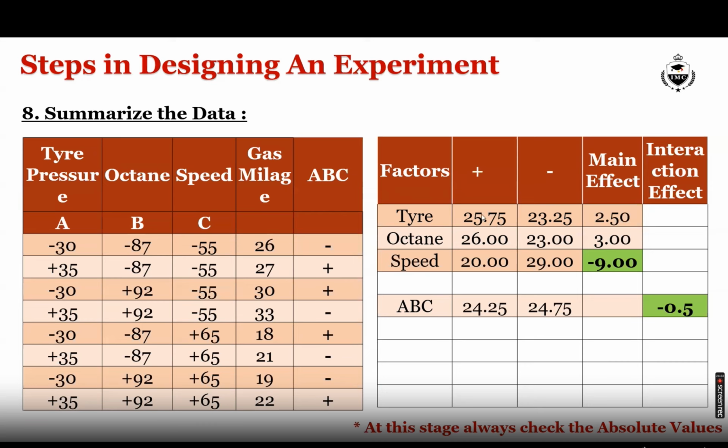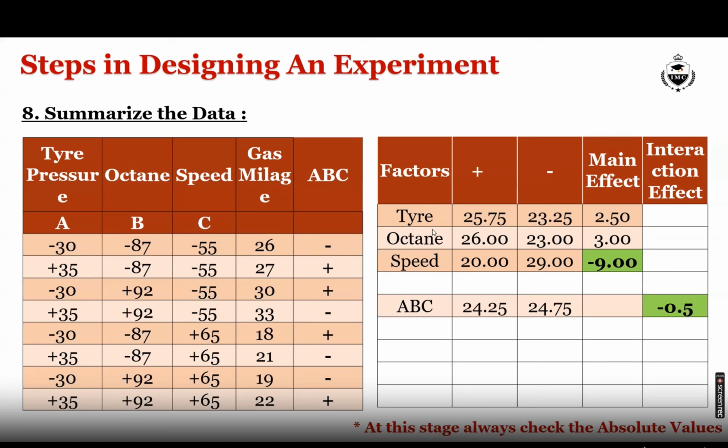How? Tire pressure plus, from the left-hand side table, what is tire pressure plus? It is 35. When the tire pressure is 35, what are the corresponding gas mileages? Let us add up: 27 plus 33 plus 21 plus 22, the average comes to 25.75. What is tire pressure minus? Tire pressure is minus when the value is 30. Against 30, what are the corresponding gas mileages? I add up 26 plus 30 plus 18 plus 19. The average is 23.25. Same way we have done for octane plus minus, speed plus minus, and ABC plus minus as well.